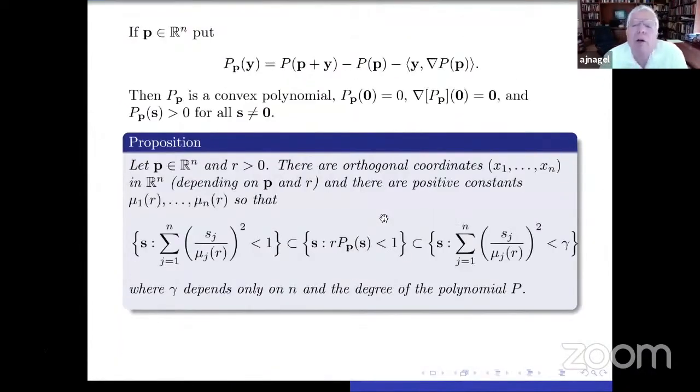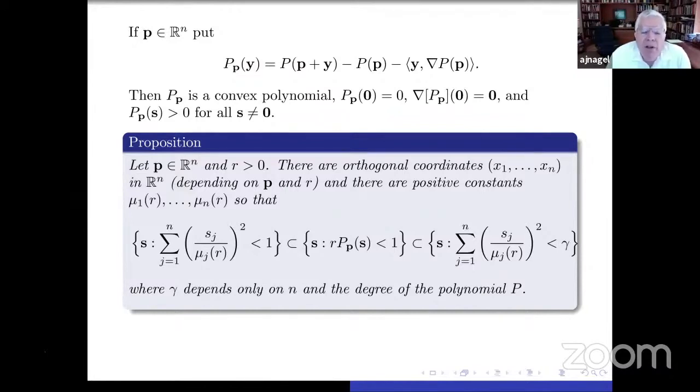So to state the theorem, let me introduce some notation. If I have a polynomial capital P, and I have a point little p in Rn, what I want to do is renormalize this polynomial capital P centered at little p. What I'm doing is simply translating and moving the tangent plane so that I have a new convex polynomial P sub little p, which vanishes at the origin, whose gradient vanishes at the origin, and whose Hessian is the same as the original Hessian of P, just translated by the distance p.